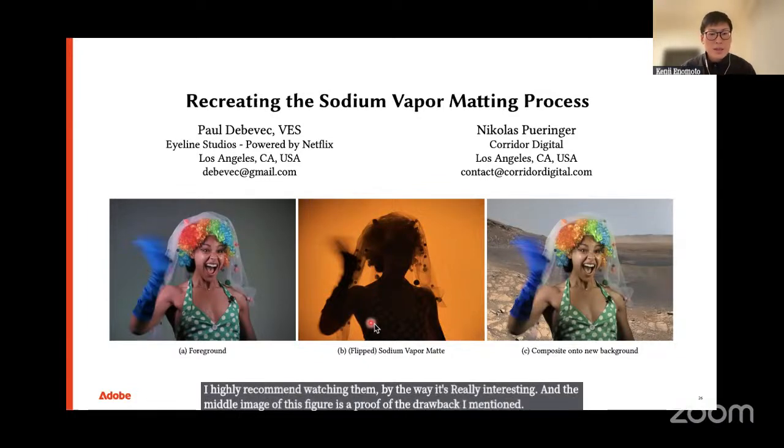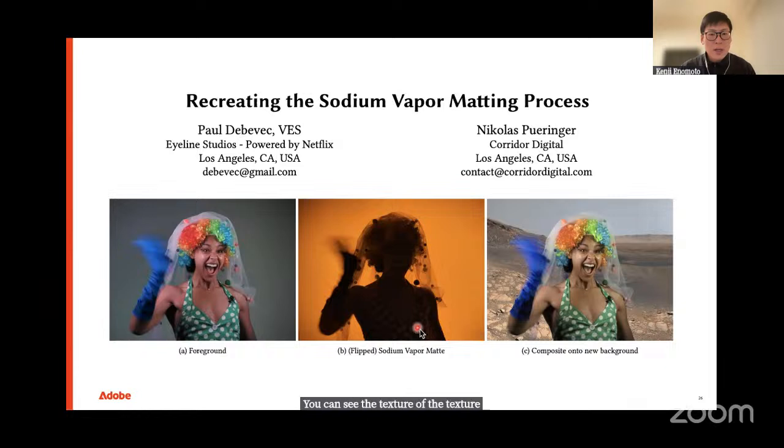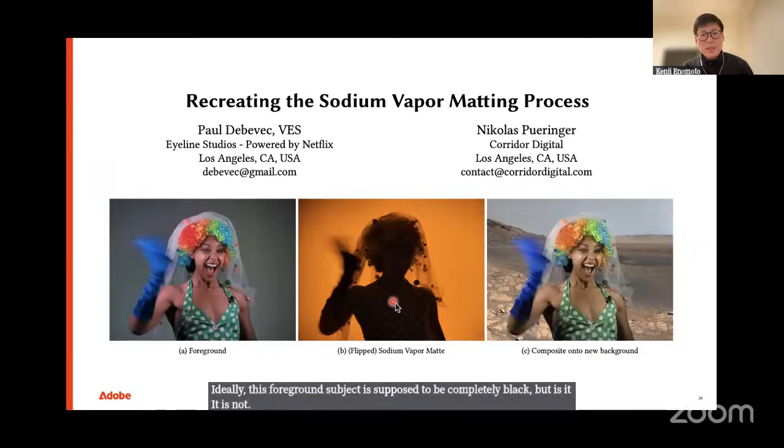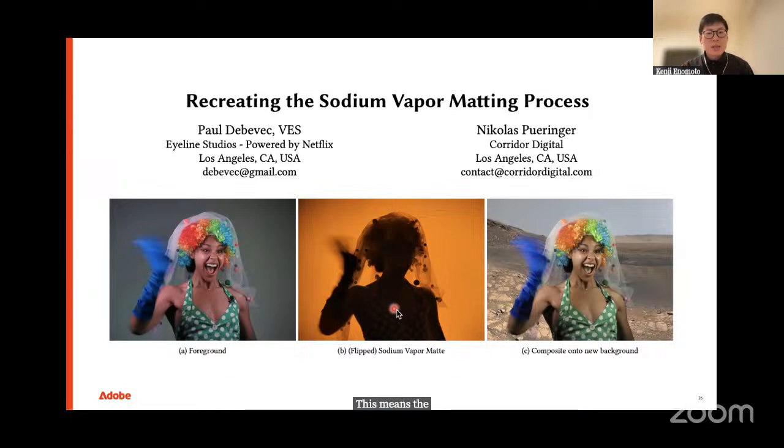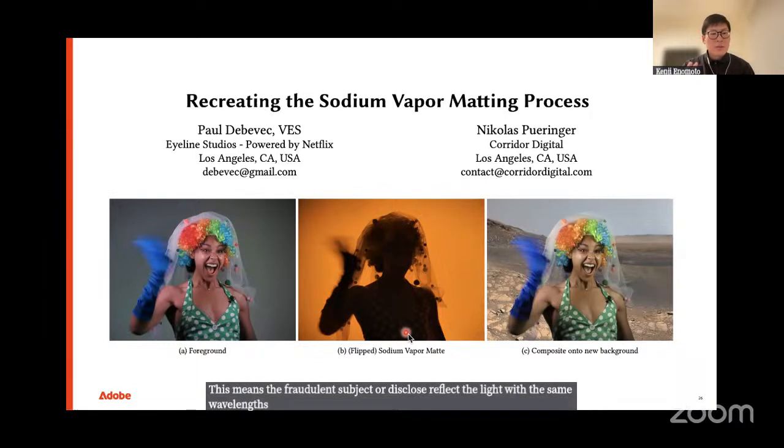You can see the texture of the clothes. Ideally, this foreground subject is supposed to be completely black, but it is not. This means the foreground subject or these clothes reflect light with the same wavelengths as the sodium vapor light, which breaks down the theory of sodium vapor matting.